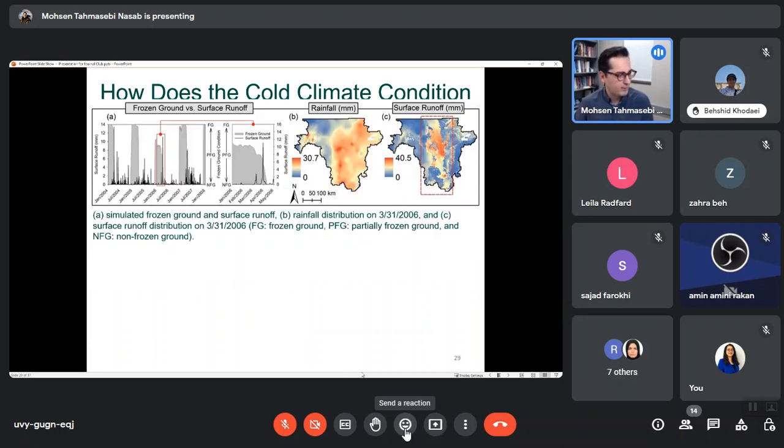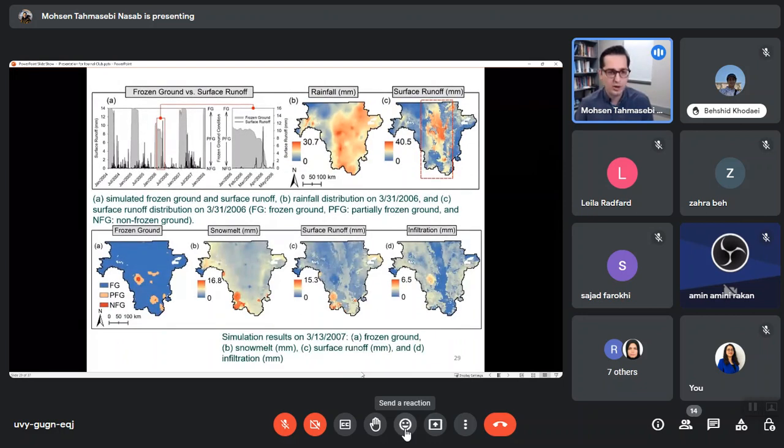Okay, and then these are other outputs from the model. So the model can tell you if the ground is frozen. So for example, in this figure over here, FG means frozen ground, and NFG means non-frozen ground, and the middle one is partially frozen ground. You can essentially tell that whenever you have your frozen ground right over here, the infiltration and surface runoff over here changes with the snow melt as well.